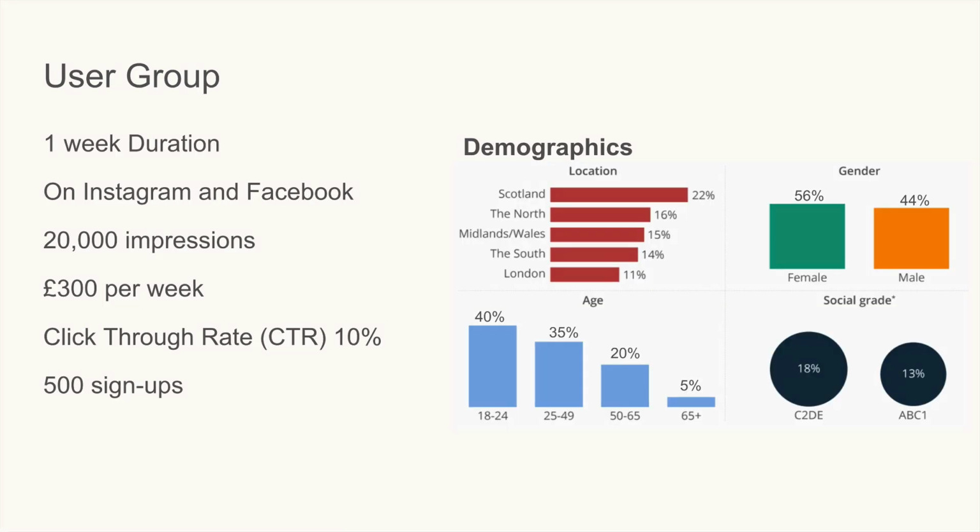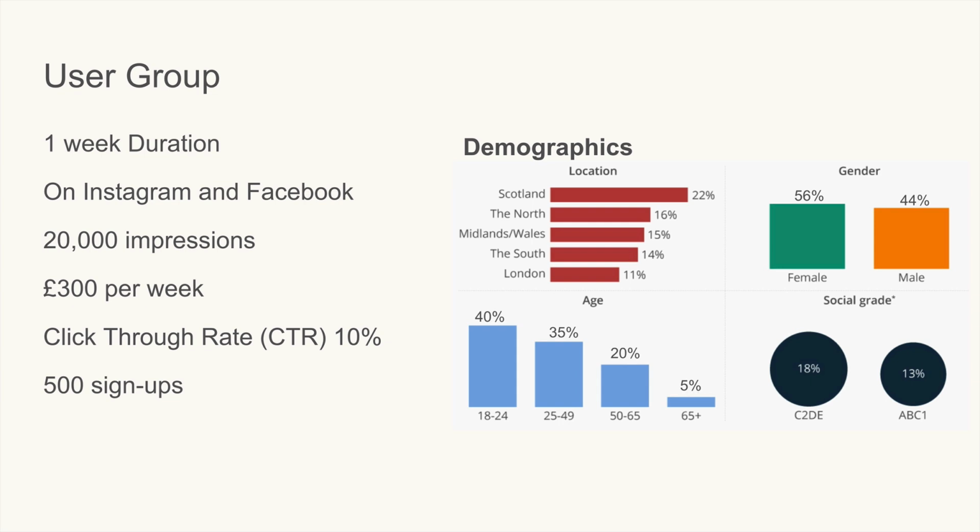And Josh is going to talk about the success of the promotions that he did to build up the user group. So he's going to tell us that he took 1 week duration for the advert. He launched it on Instagram and Facebook. He had, say, 20,000 impressions. It cost £300 for that week. He got a 10% click-through rate on the advert, and that ultimately led to 500 signups. So that's 500 people added to the user group.